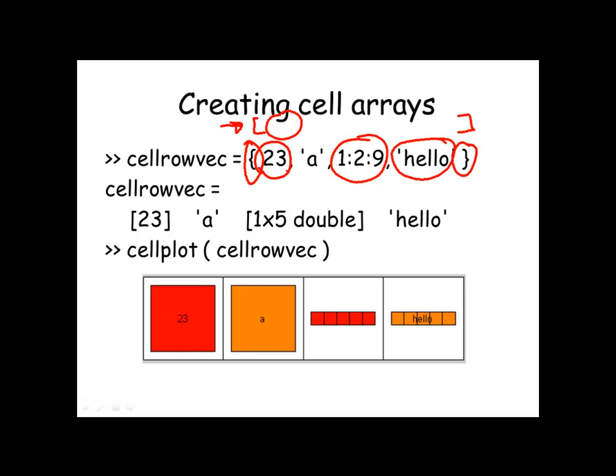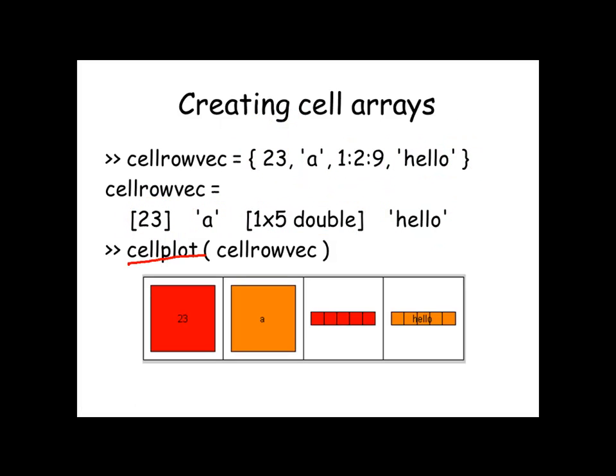In this example, we are creating a cell array that contains 4 elements, where the first element is a single number, the second element is a single character, the third element is a double array containing 5 elements, and the fourth element of the cell array is a character string containing 5 characters.